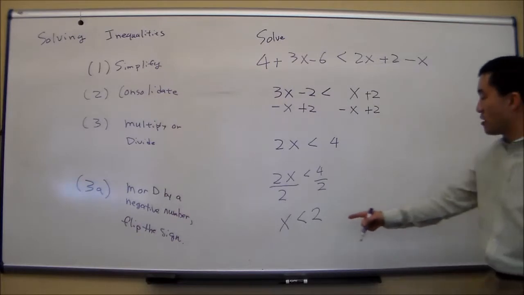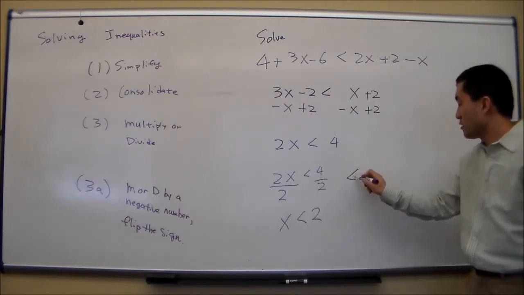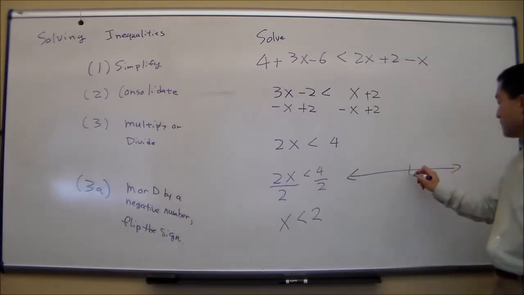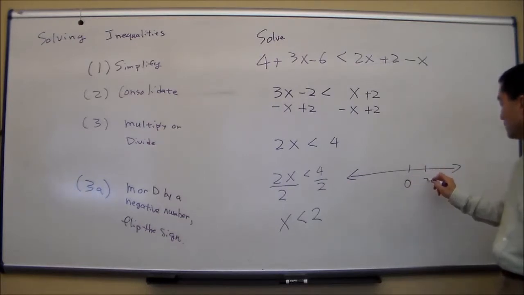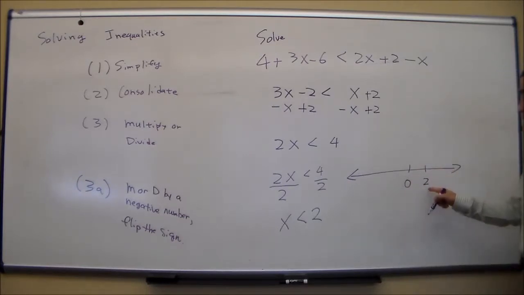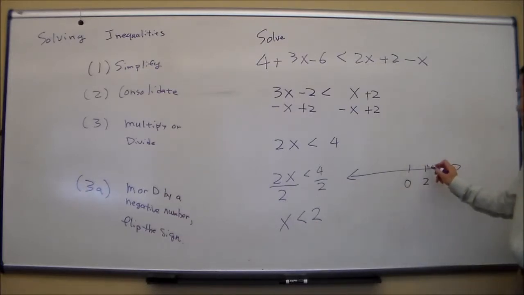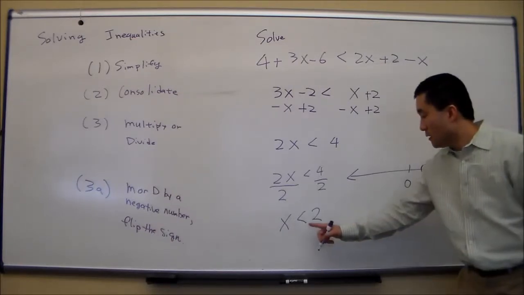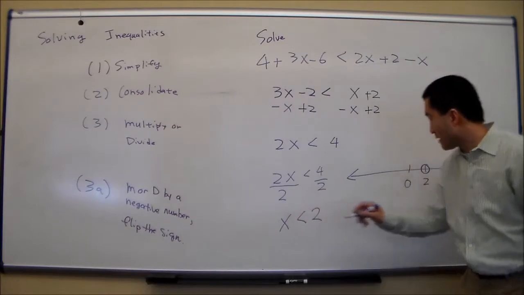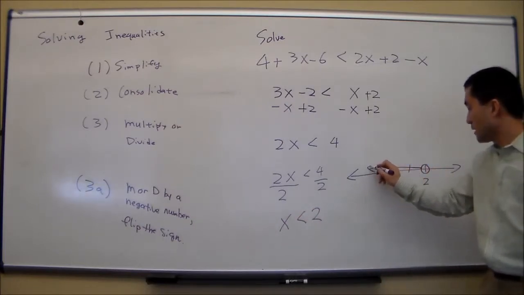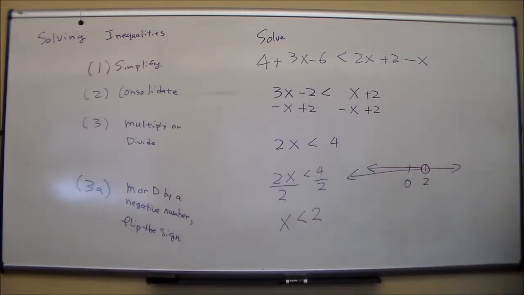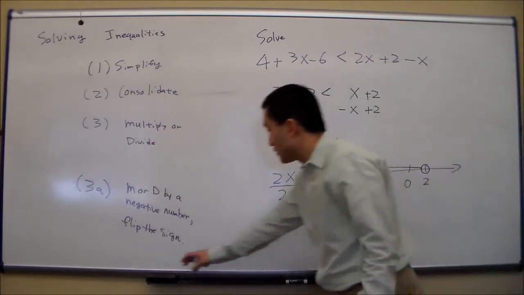Sometimes you'll be asked to draw this. So I'm going to draw this. So 2 is over here. It's going to be an open circle. There's no equal sign. Which way does the arrow go? The arrow goes to the left because it's less than. So it's very similar to solving equations. Let's do another one.